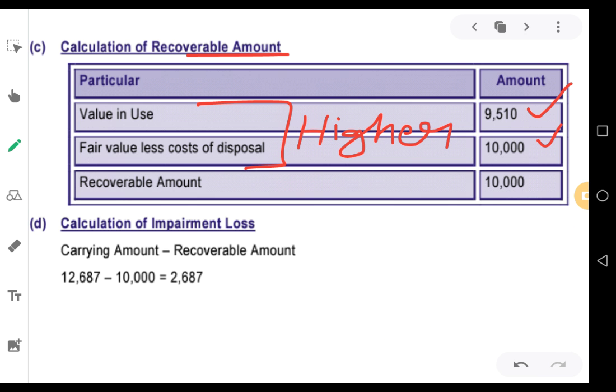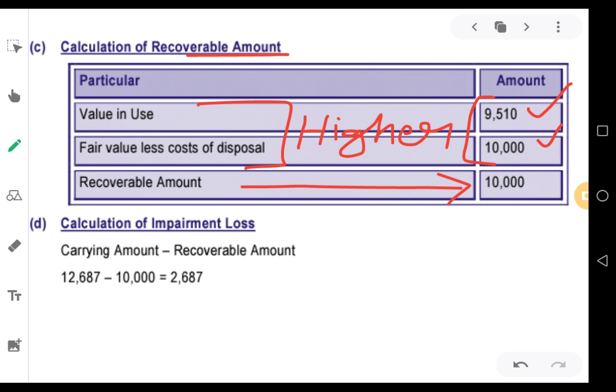Value in use 9,510 we have calculated by multiplying the discounting factors. Then fair value less cost of disposal is given in the question. So in these two values, whichever is higher, that is 10,000. So 10,000 will be your recoverable amount. Recoverable amount is the highest of value in use and fair value less cost of disposal. In this case, 10,000 is higher, therefore recoverable amount is 10,000.